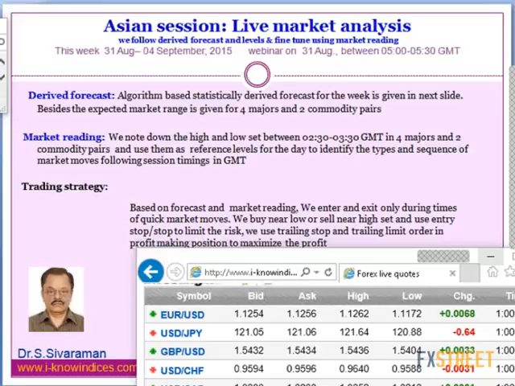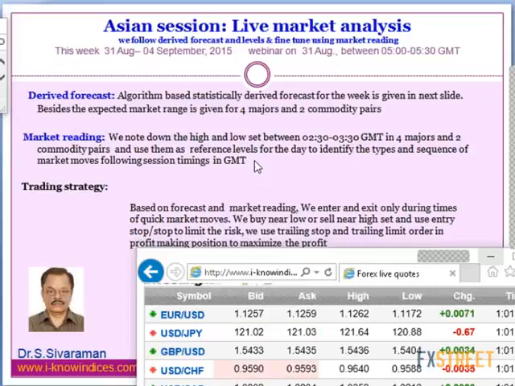I will try to give you the derived forecast for this week, the session-wise forecast for this week in 4 majors and 2 commodity pairs. And also I'll explain to you what is going to be the trend in the month of September. Besides, I'll also do the market reading and try to find out what sort of trades we can take in order to quickly earn money during swing trades.